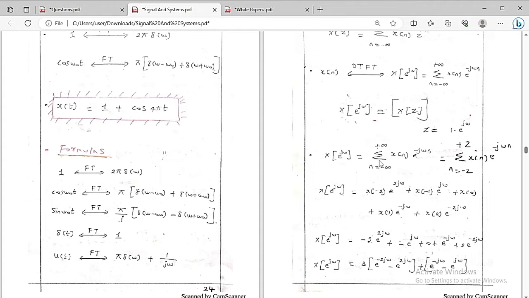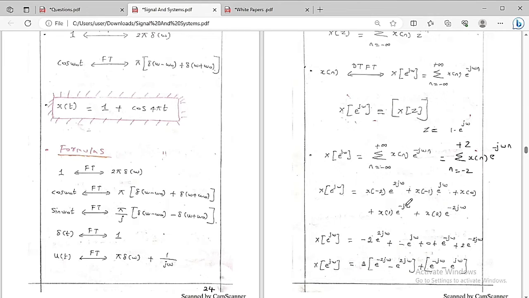Now if you substitute the values, what are we going to get? If you substitute n equal to minus 2, we get x of minus 2 into e to the power of 2j omega, plus, if you substitute n equal to minus 1, we get x of minus 1 into e to the power of j omega, plus, if you substitute n equal to 0, we get x of 0, plus, if you substitute n equal to 1, we get x of 1 into e to the power of minus j omega, plus, if you substitute n equal to 2, we get x of 2 into e to the power of minus 2j omega. So now you know each and every value, right?